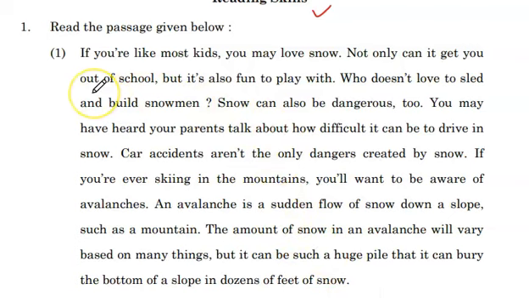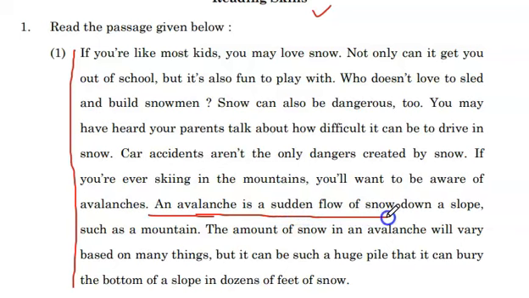So I have completed the reading of this paragraph. It doesn't mean I have understood or you have understood. So how to develop your understanding? Explain this paragraph in your own words and try to understand what the author is trying to say, or what the author is trying to convey as a message. So this paragraph is talking about an avalanche. The important topic is avalanche here. This is the actual topic. Right. An avalanche is a sudden flow of snow down a slope, such as a mountain.